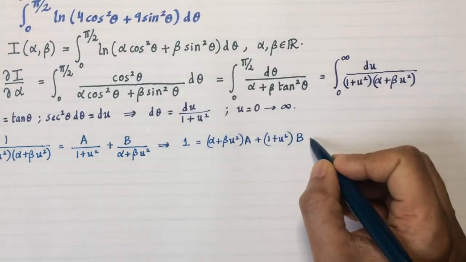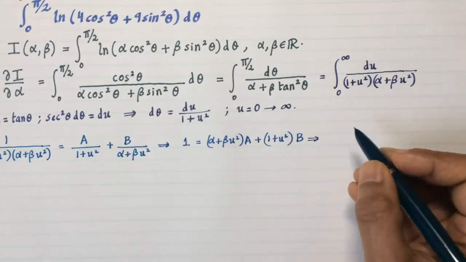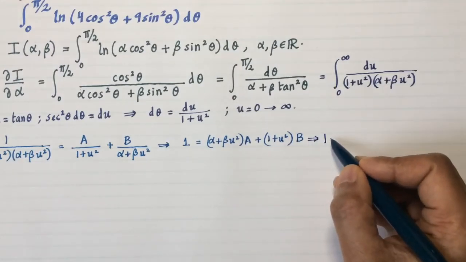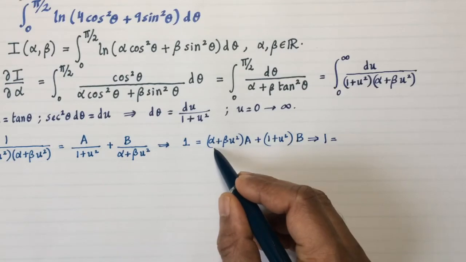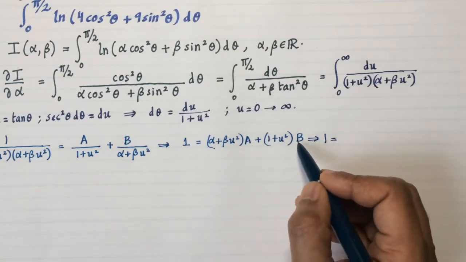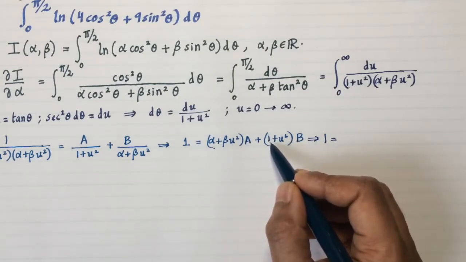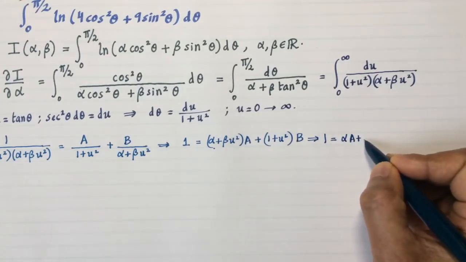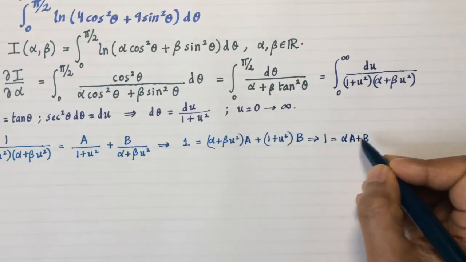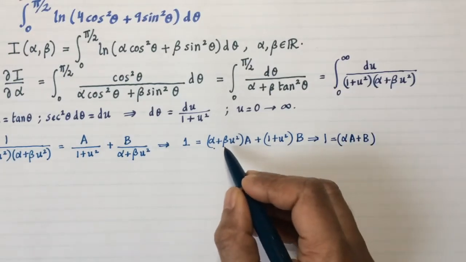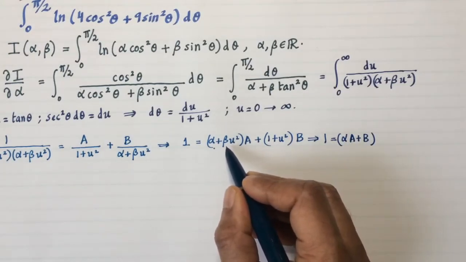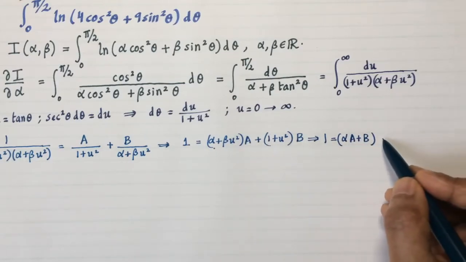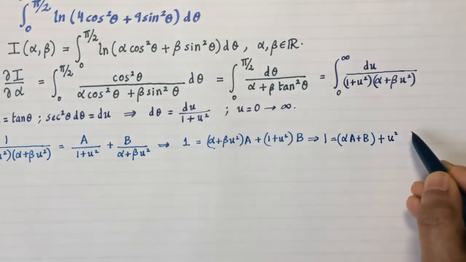So let's try this out by writing it one more step. 1 equals, so I'll get alpha times a plus b, excuse me. Then I have beta times a, that's all multiplying 1. Then I have multiplying u squared, beta times a plus b.